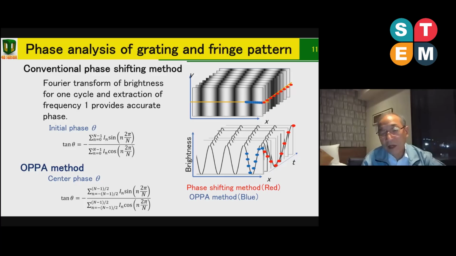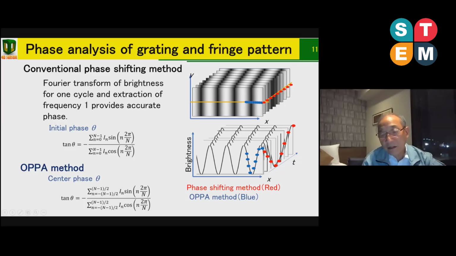The Fourier transform gives a Fourier spectrum. And if we extract frequency 1, and frequencies 2, 3, and 4 are eliminated as noise, then we extract only frequency 1 and calculate the phase information, and it gives a very natural, very smooth sinusoidal wave. From the phase value, it gives very accurate shape information.